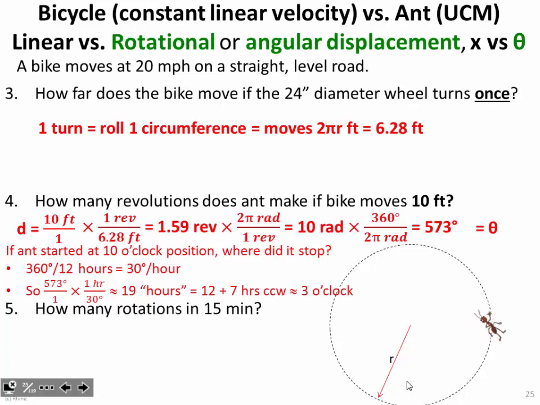Next question. So I've got my ant. Let's say he starts at 10 o'clock again. And then let's say I ride for 15 minutes at 20 miles per hour. How many rotations, and where does the ant end up? How would I figure that out? What methods? There's a couple different ways you could solve this. How could you figure out how many rotations the ant has made and where he would be?